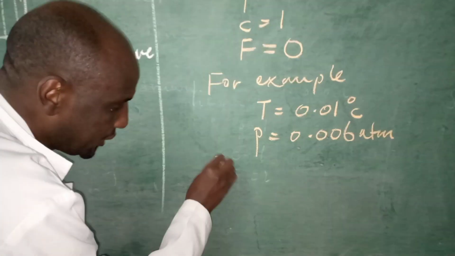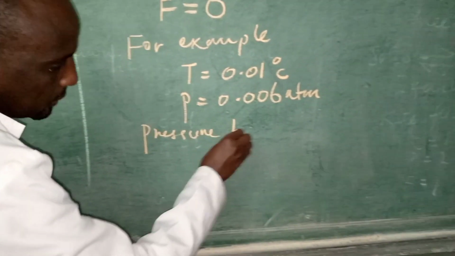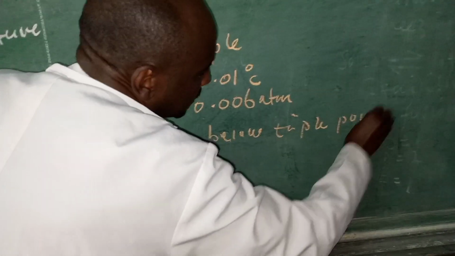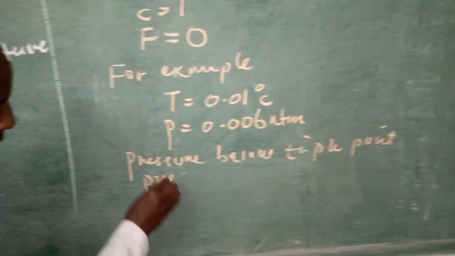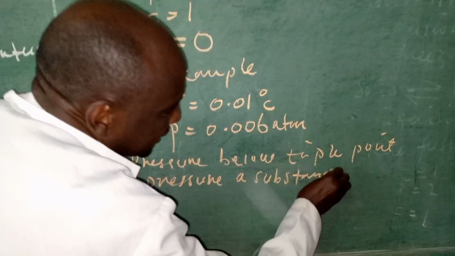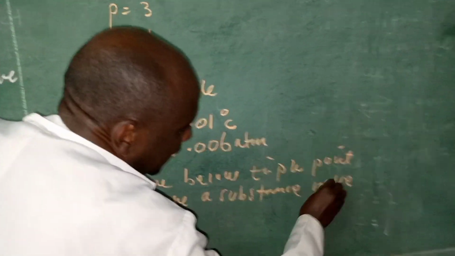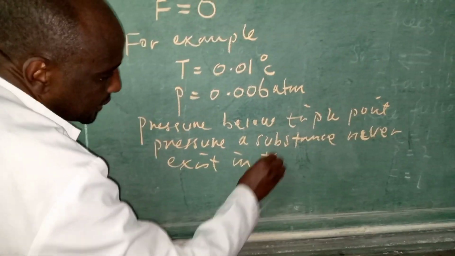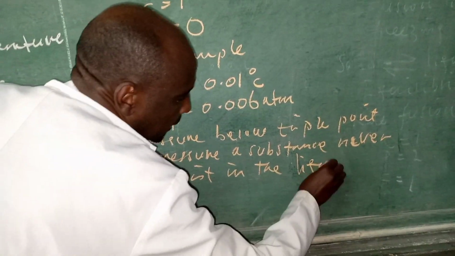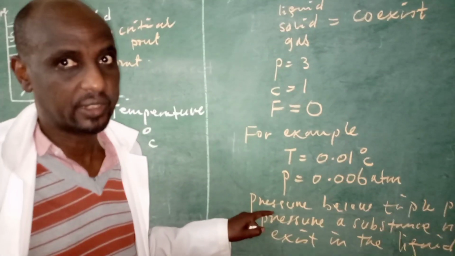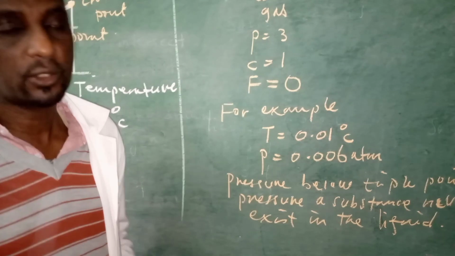If the pressure is below the triple point pressure, a substance never exists in the liquid form. Therefore, this pressure is the minimum pressure for a substance to exist in the form of liquid.